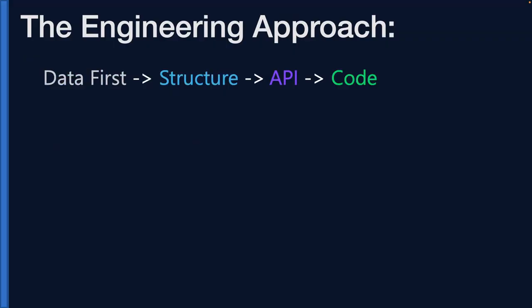In real backend engineering, we reverse that process. We start with the data, we define its structure, we design the API around that structure, and only then we write code.